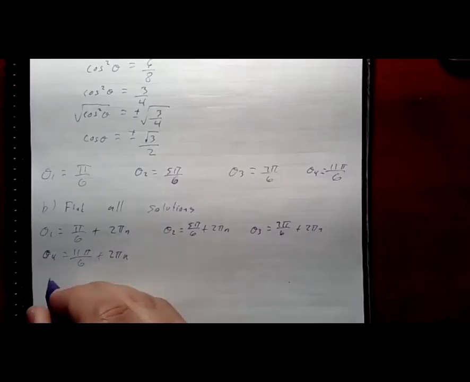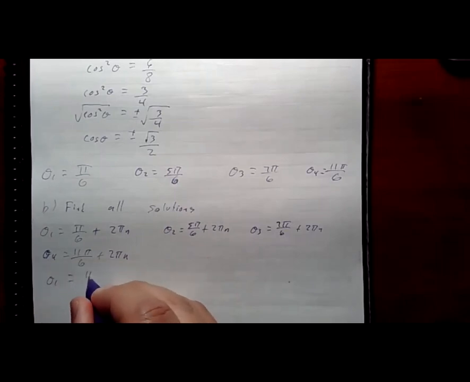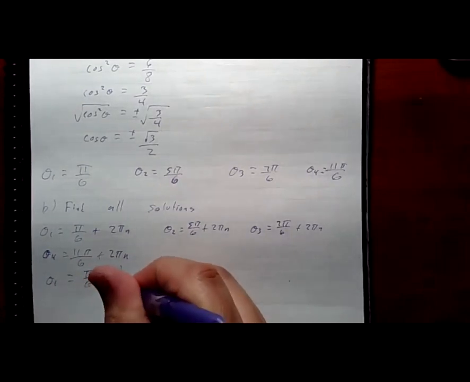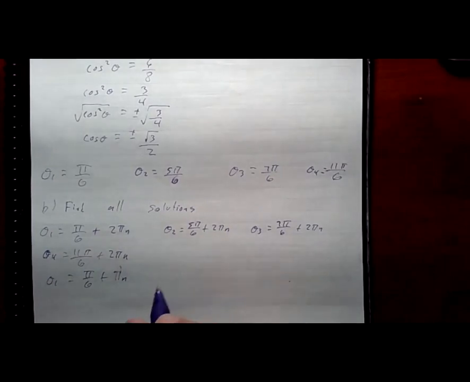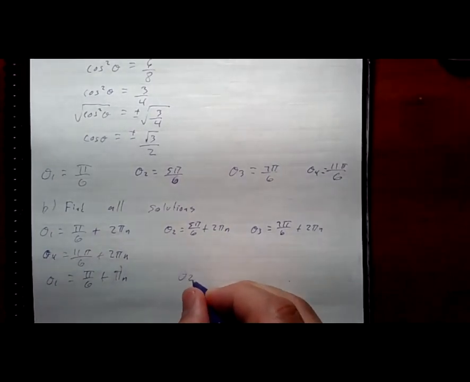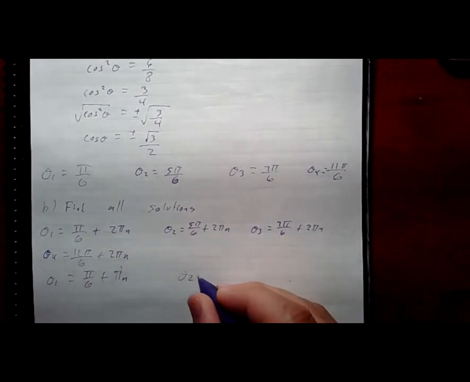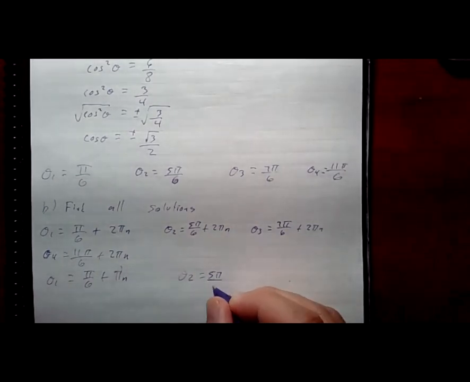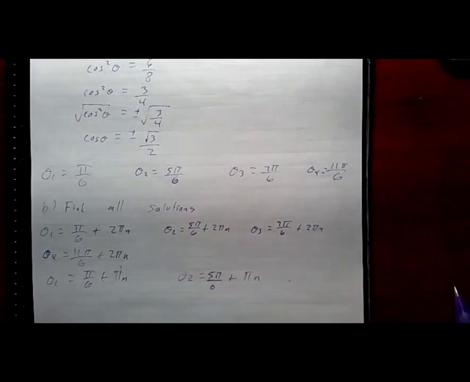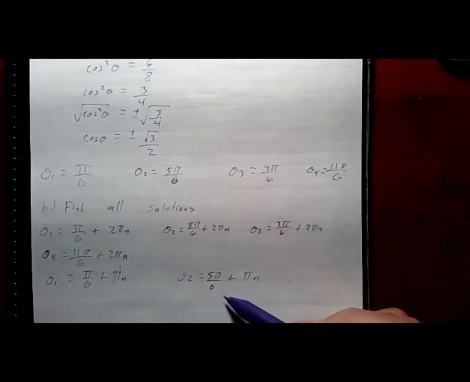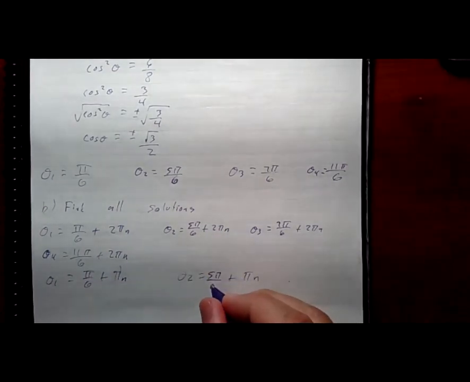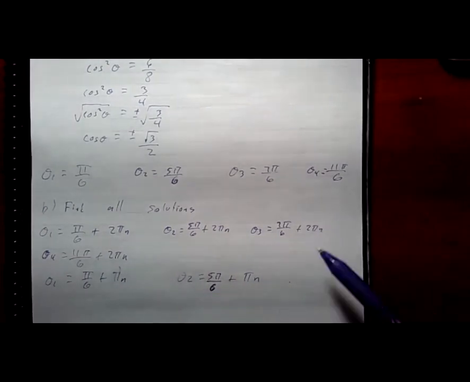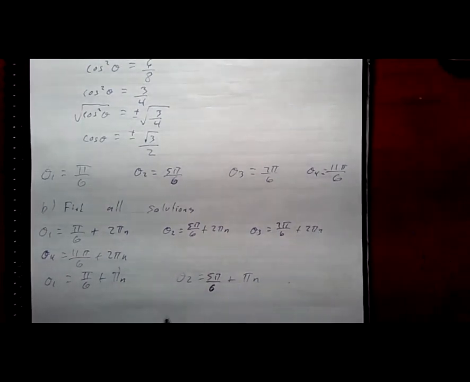So what I'm saying is you could write this as pi over 6 plus pi n, because pi n will hit 7 pi over 6. And then you can use 5 pi over 6 and add pi n, and this will hit 5 pi over 6 and 11 pi over 6. You see what I'm saying? So either one of these is technically right. This is just nicer.